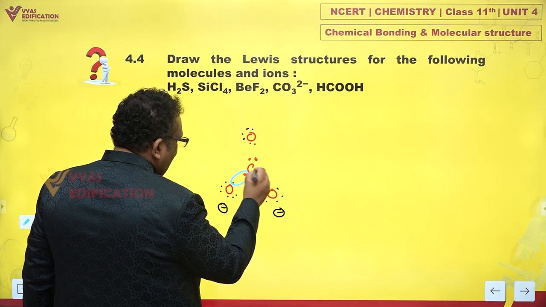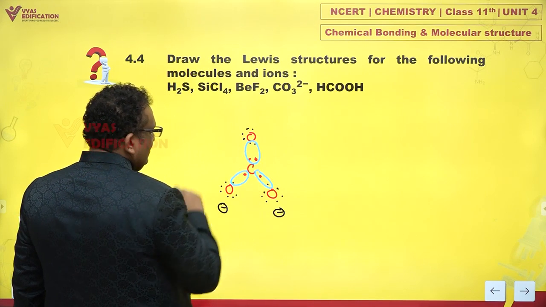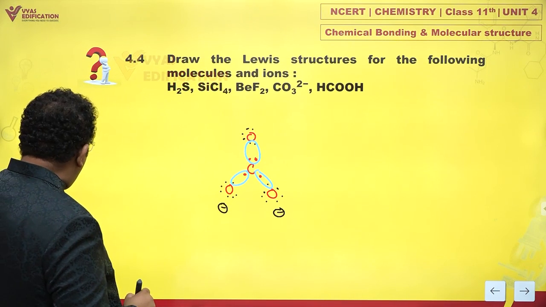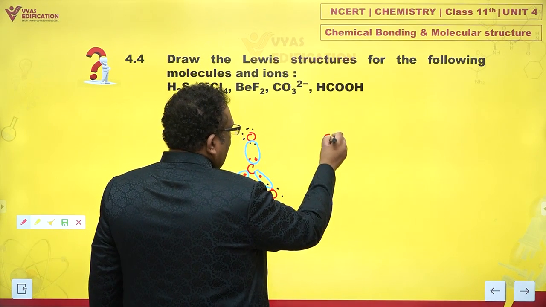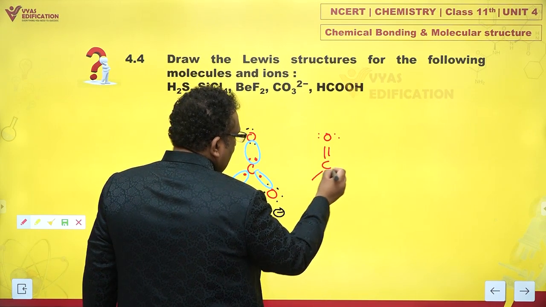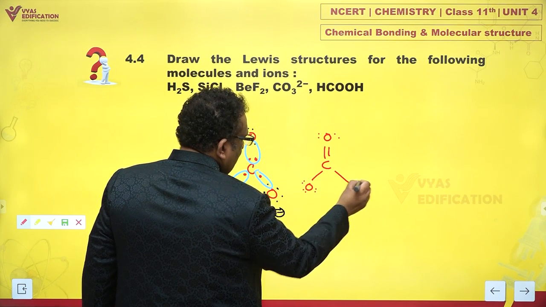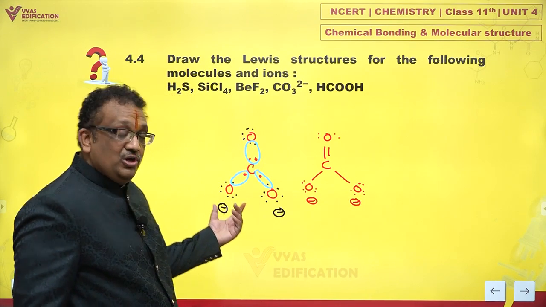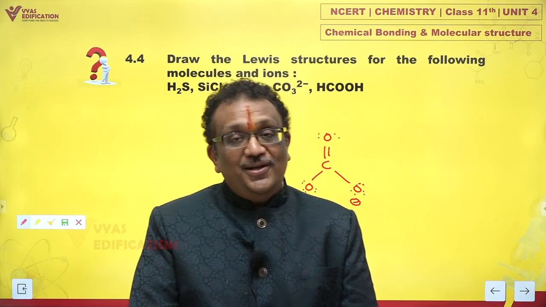If they share 1 electron like this, and if they share 2 electrons like this, what is this? Well, you have the carbonate ion, and this is C, double bond O, single bond O, single bond O, which have a minus charge each. Lewis dot structure, Lewis dot-dash structure.